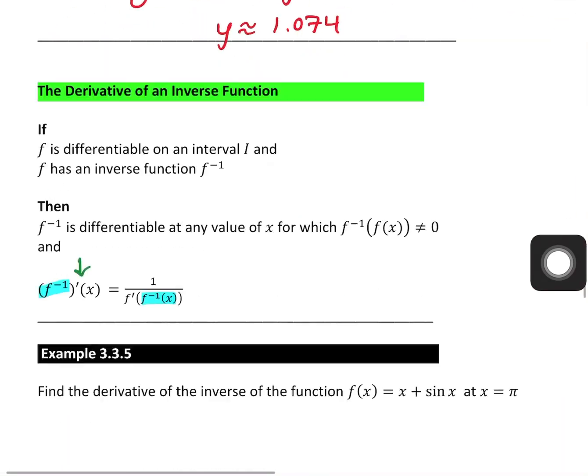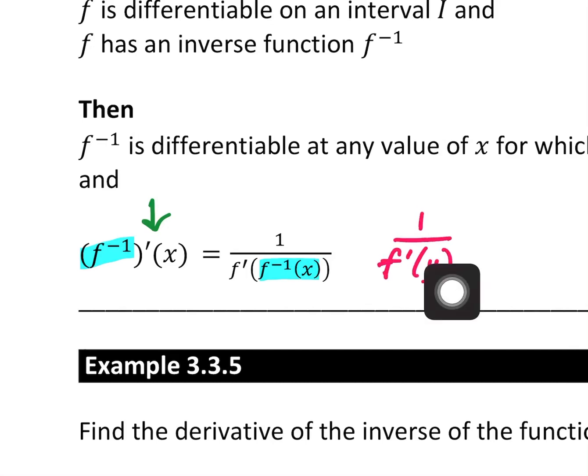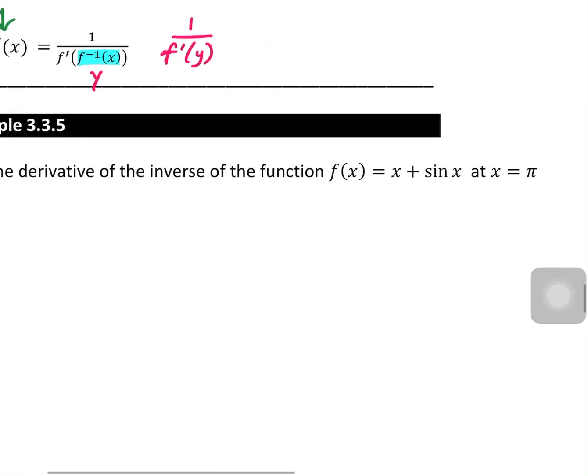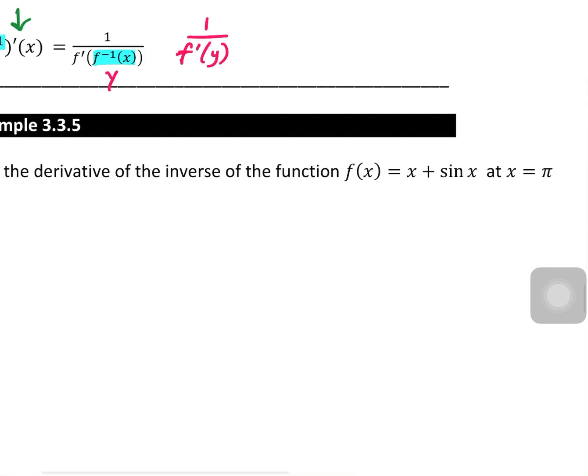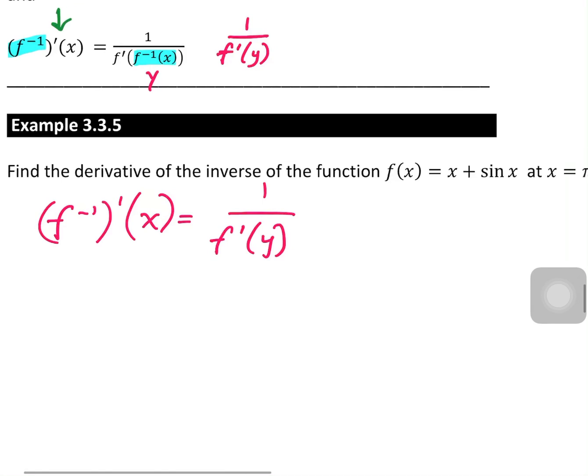And so this formula is summarizing that whole process: instead of having f prime of x in the denominator, it's actually f prime of y. So that's a y value that we're using as f inverse of x. Okay? So let's find the derivative of the inverse of this function, x plus sine of x, when x equals pi. We're going to use this formula, f inverse prime of x is equal to 1 over f prime of the y value.